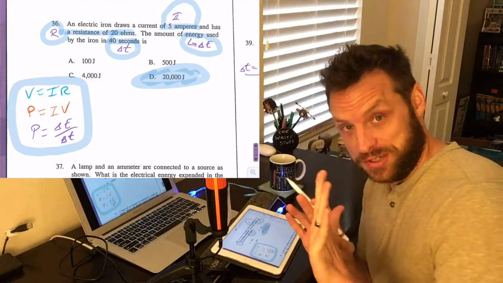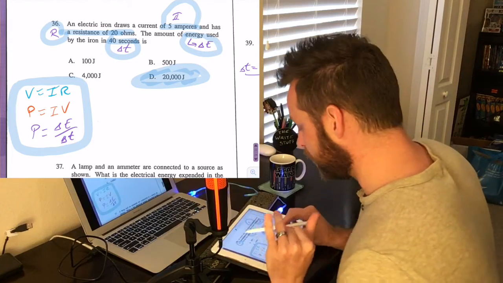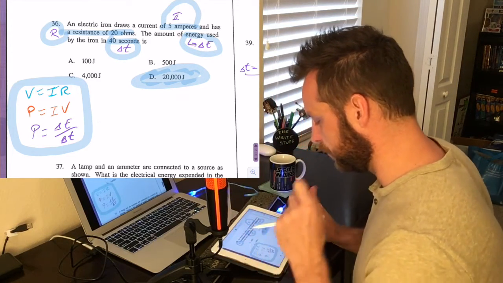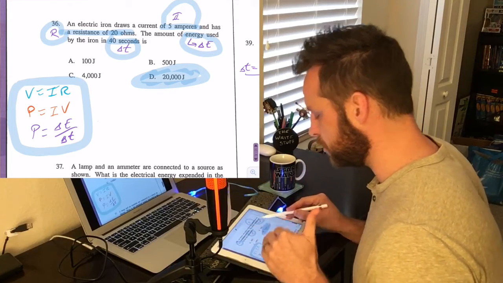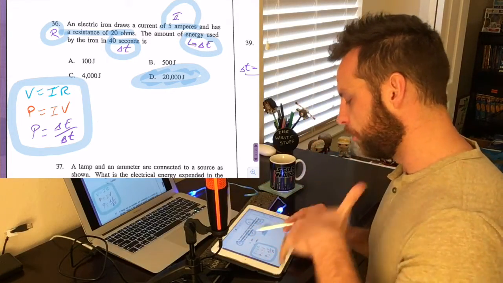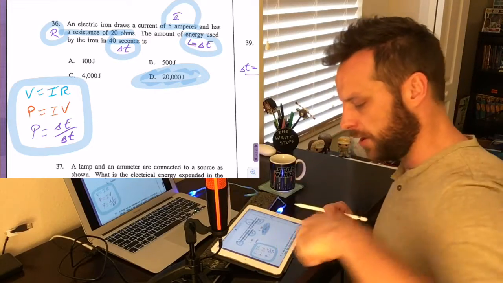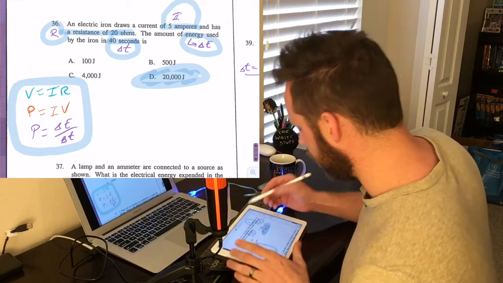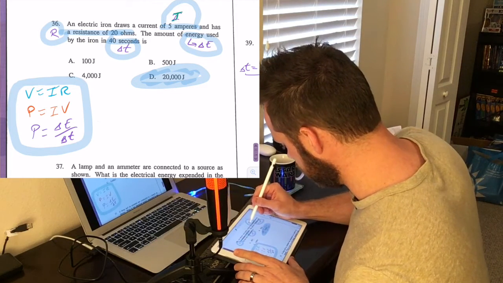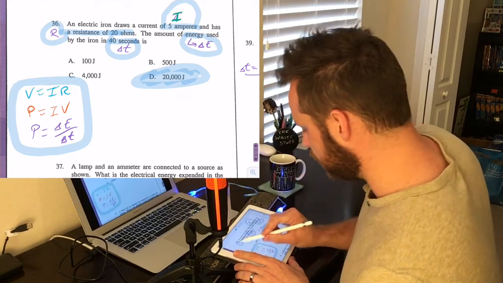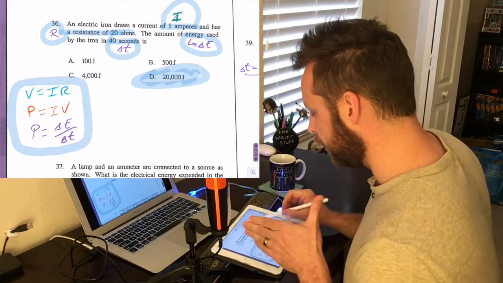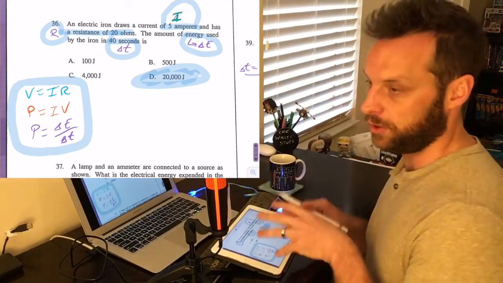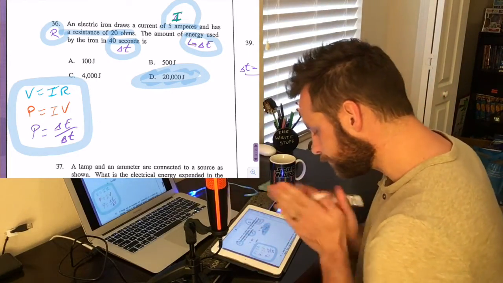Step 0, read the equation. An electric iron draws a current of 5 amperes or 5 amps and has a resistance of 20 ohms. The amount of energy used by the iron in 40 seconds is... So maybe you're ironing your clothes, flattening them out. We have 5 amps, which is our current, capital I. We have a resistance R of 20 ohms. The amount of energy used is the delta E, the change in energy, and 40 seconds is our delta T, our change in time.